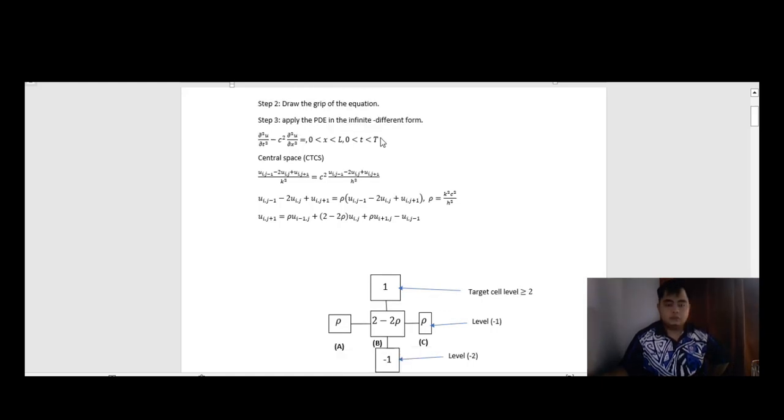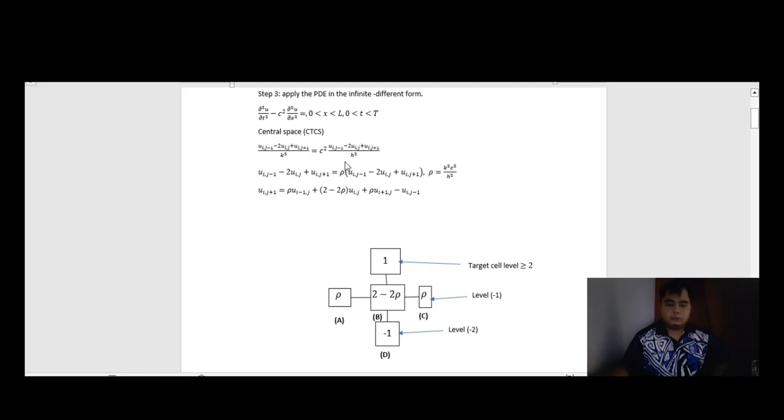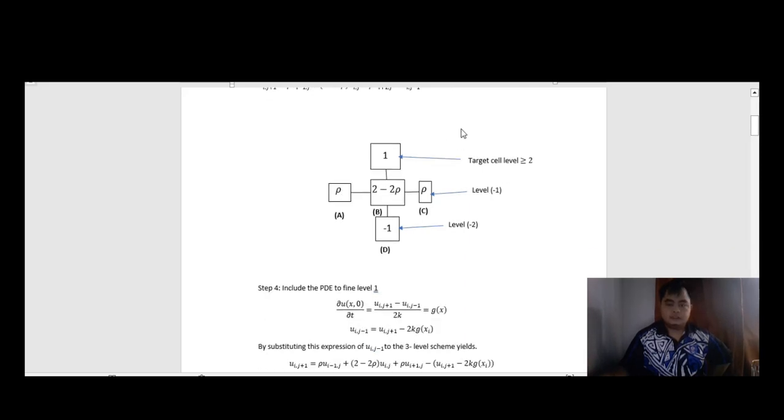Okay, draw the graph of the equation. Okay, number 3 is apply the PDE in the finite difference form. Okay, here is the formula. Just now from above, here is the formula, and then we're going to add it in a central space to interpret the value of U i, j plus 1. Okay, here is the formula, here is figure number 1. Okay, this is figure level number 2.